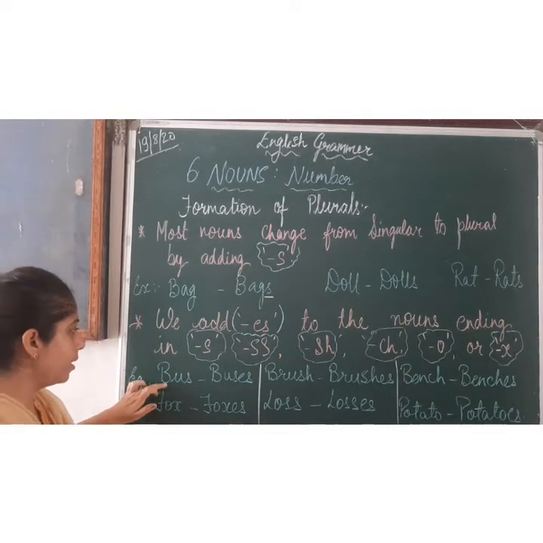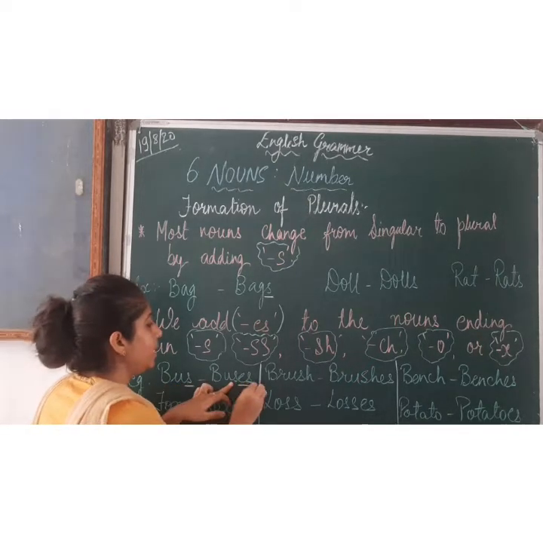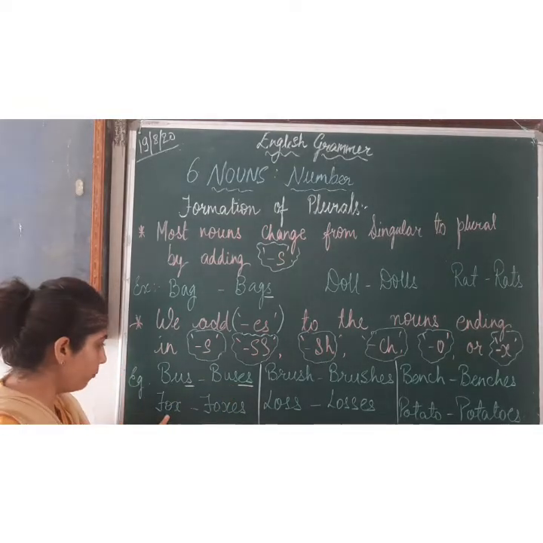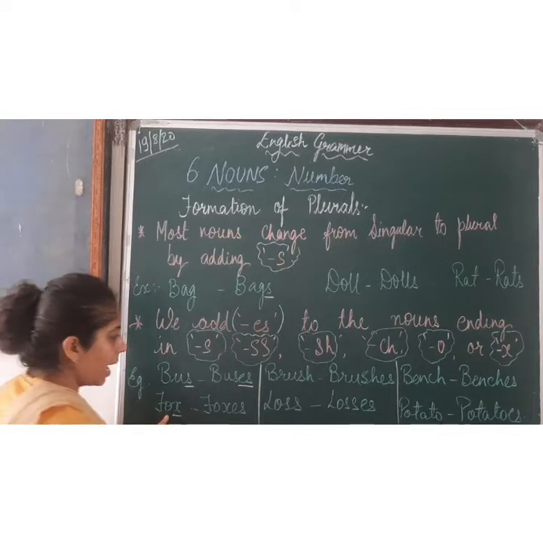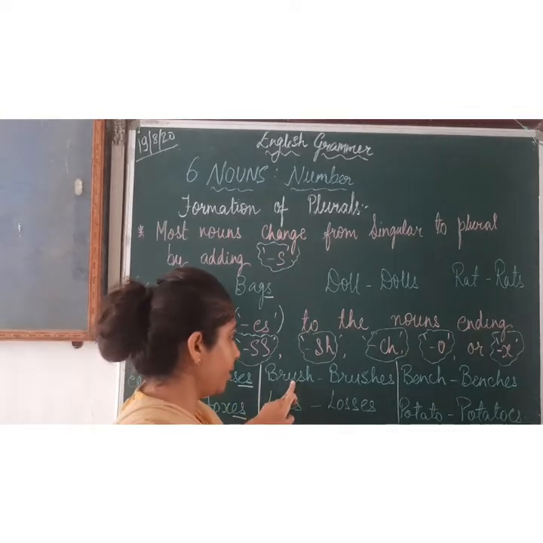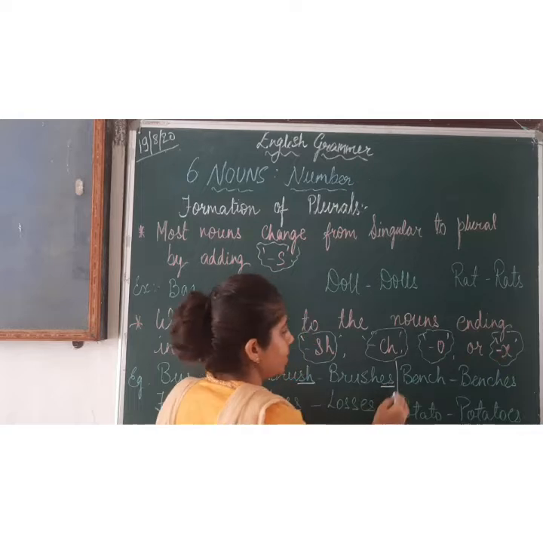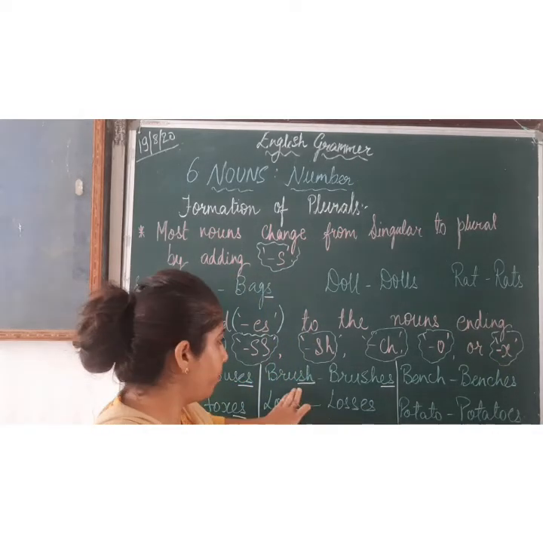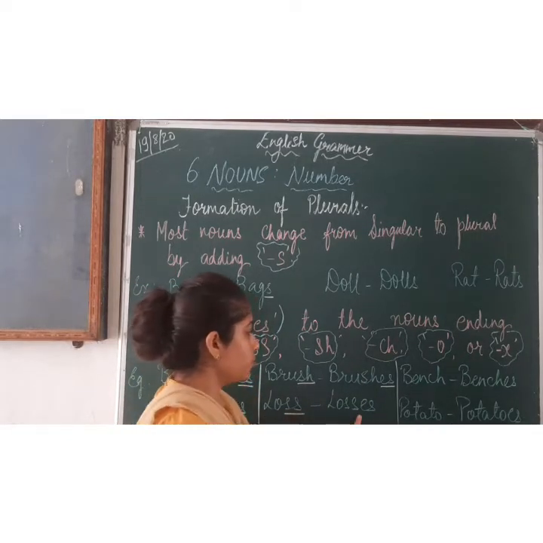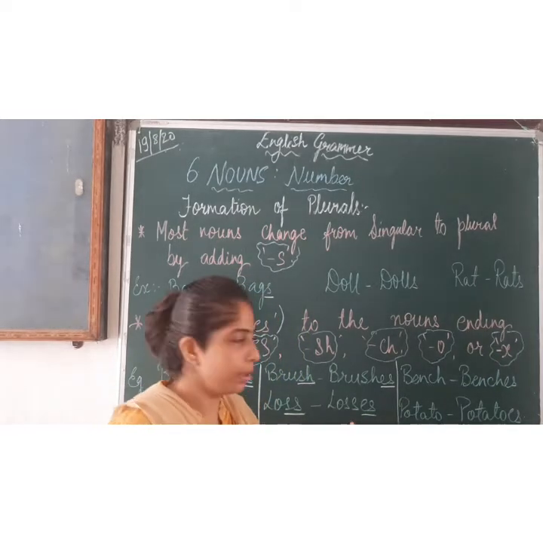See these examples. Bus. Here it is s, so we will add es to make it plural. Bus, buses. Fox. Here it is x, so we will add es to make it plural. Now brush. Here it is sh, so we will add es to make it plural. Brush, brushes. Loss. Here it is double s, so we will add es after the noun to make it plural.